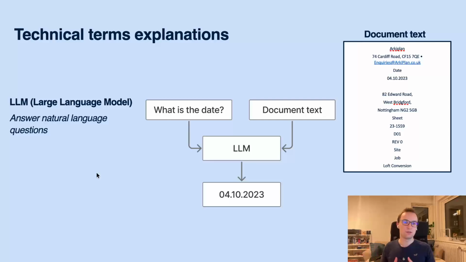So it's typically used to answer natural language questions, such as what is the date? You can ask that question. You can give in the document text, which we just extracted with OCR, send it to an LLM, and then it can, of course, respond with the correct date.